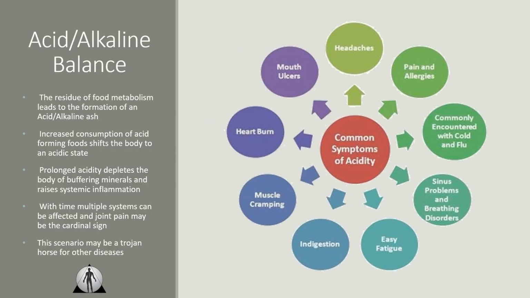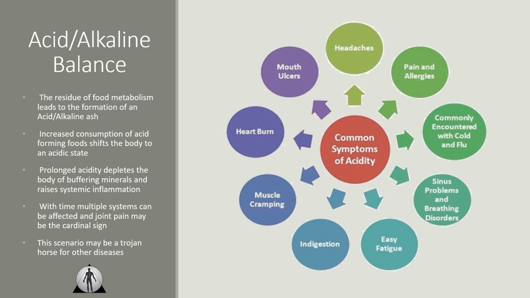All right, how can we change this pattern of inflammation by changing what we eat? Well, it's called acid-alkaline balancing. When we eat, the residue of the food metabolism leads to the formation of either what we call an acid or alkaline ash. So if you increase the consumption of acid-forming foods, you're going to shift the body to an acidic state. Towards the end, I'm going to show you a continuum of foods from very acidic to very alkaline. The take-home message is, as you eat further down the pathway of the alkaline, you're going to produce more alkaline ash, which is less inflammatory.